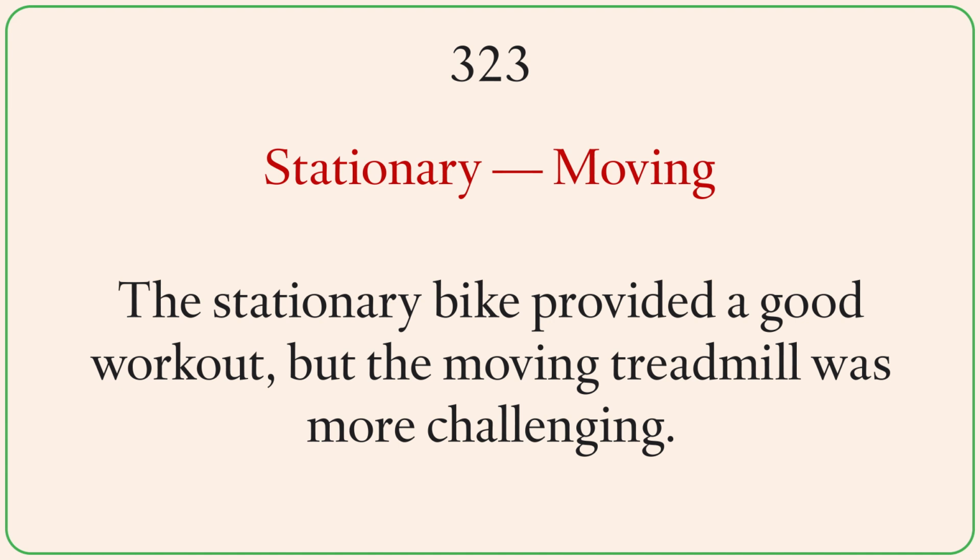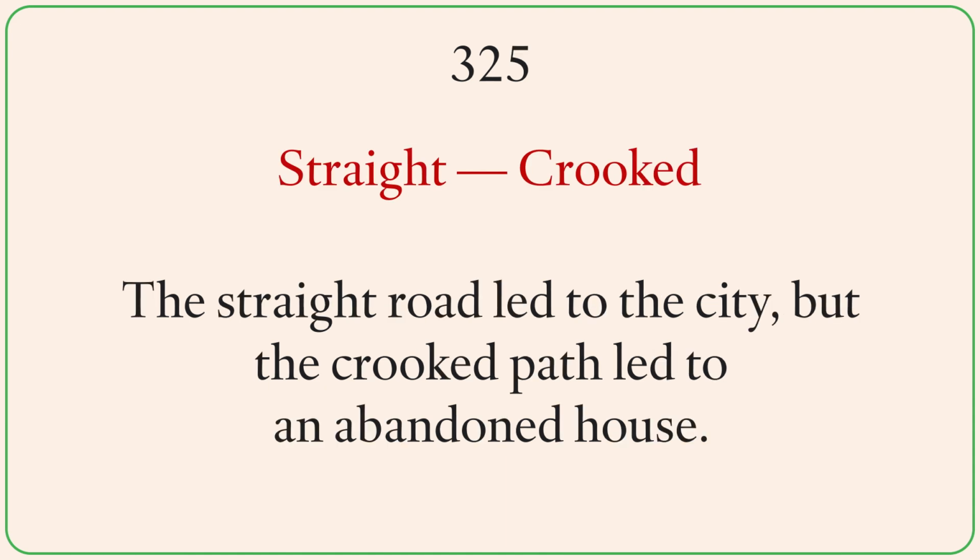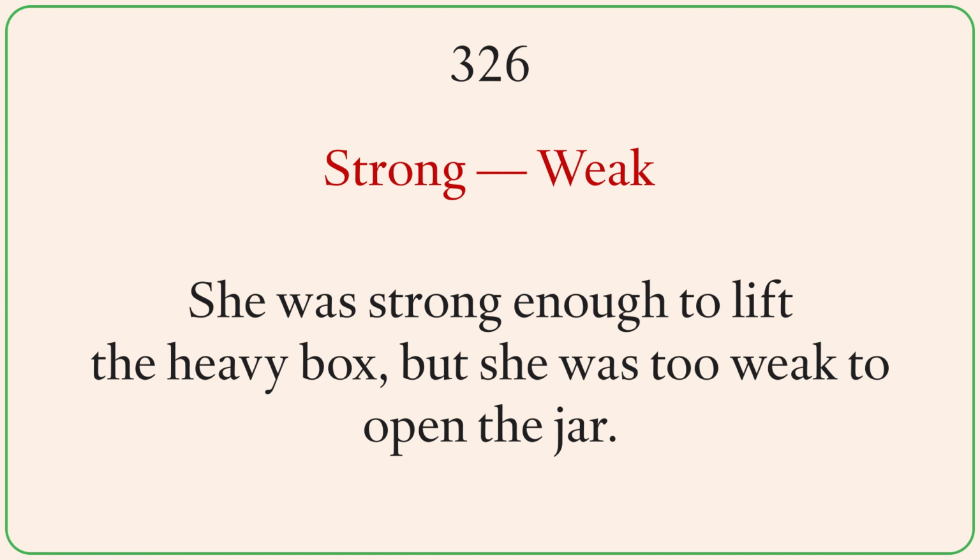Stationary. Moving. The stationary bike provided a good workout, but the moving treadmill was more challenging. Stop. Go. She had to stop at the red light, but she could go when the light turned green. Straight. Crooked. The straight road led to the city, but the crooked path led to an abandoned house. Strong. Weak. She was strong enough to lift the heavy box, but she was too weak to open the jar.